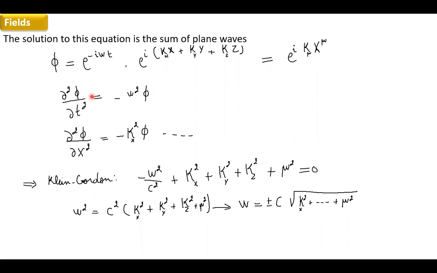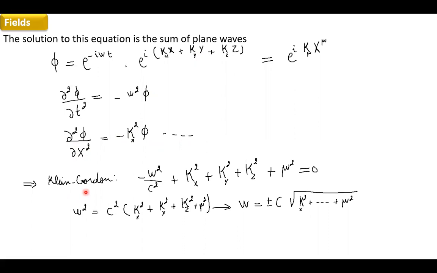If you take the derivatives of phi, the second derivative of phi with respect to t, you get minus omega squared times the exponential of i kx, so it's phi. So minus omega squared phi. The second derivative of phi with respect to x is also equal to minus k squared phi.